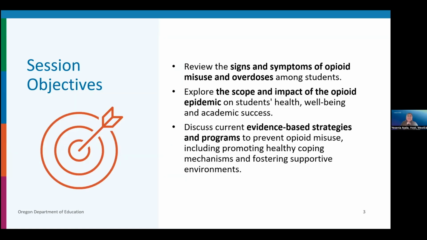Now, we have 60 minutes together today, and our session objectives are to review the signs and symptoms of opioid misuse and overdoses among students, explore the scope and impact of the opioid epidemic on students' health, well-being, and academic success, discuss current evidence-based strategies and programs to prevent opioid misuse, including promoting healthy coping mechanisms and fostering supportive environments.